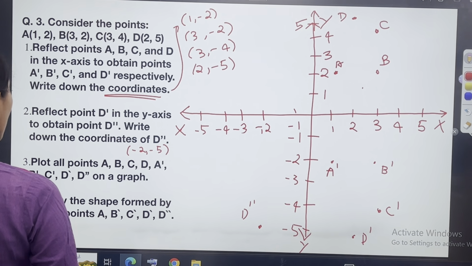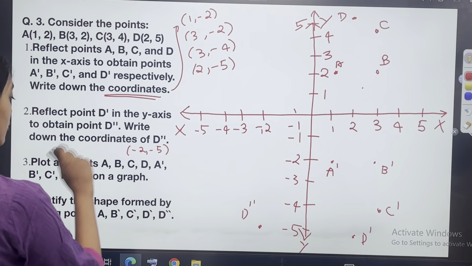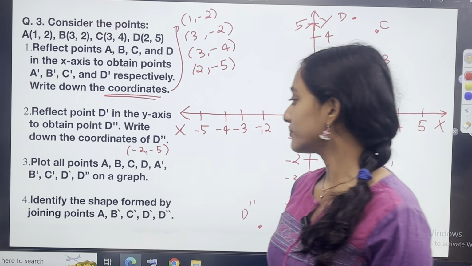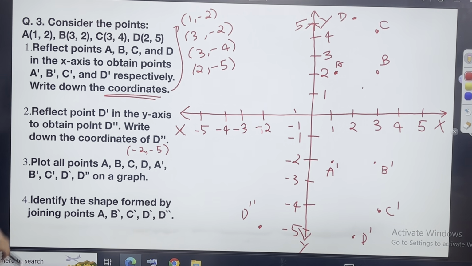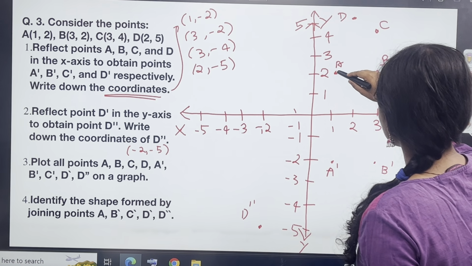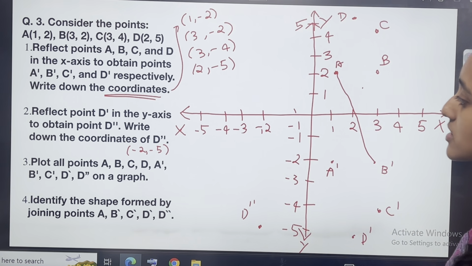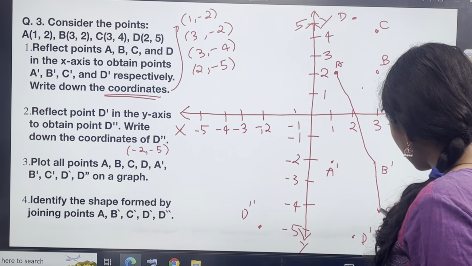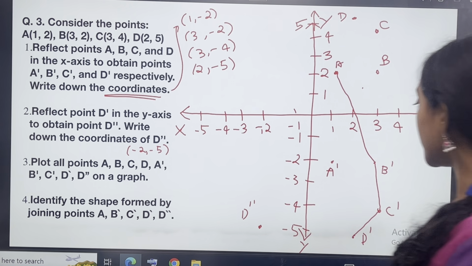Okay, plot all the points A, B, C, D, A dash, B dash, C dash, D dash, D double dash on a graph. We did that. You can do it on your graph paper. That's what they're asking for. Okay, identify the shape formed by joining the points A, B dash. Let me form A, B dash. You do it with a scale, please. C dash, D dash, D double dash.